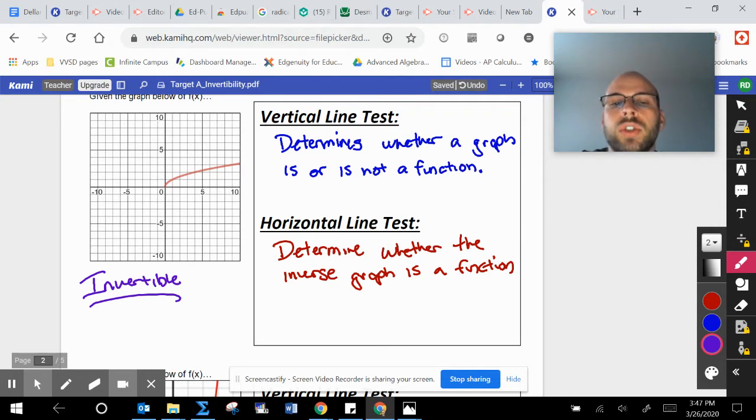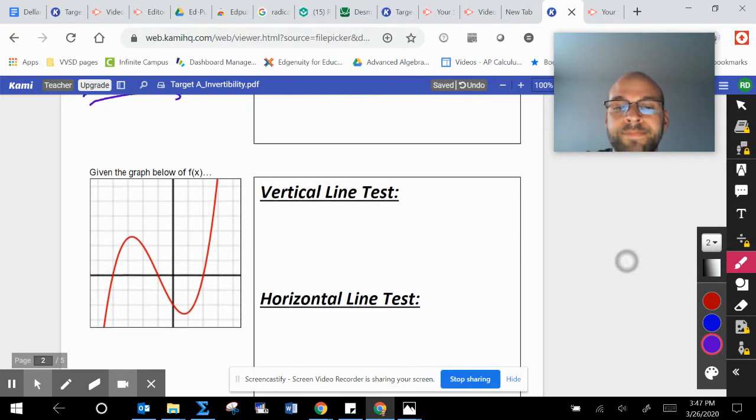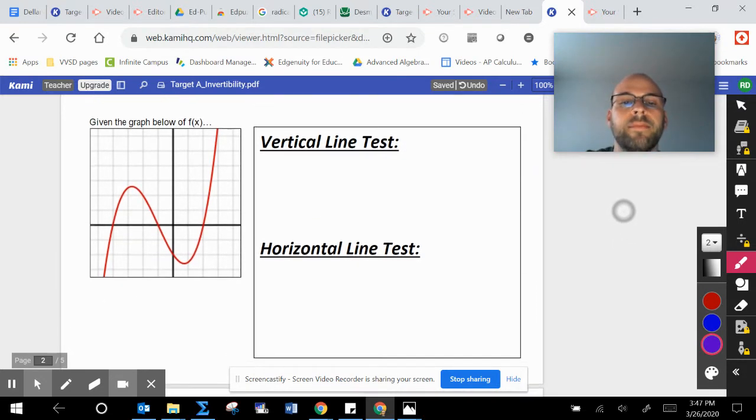Okay, so we're going to do this with a series of problems. I have a counter example here so you can see it. The graph that I have now on the screen has a little bit more extrema, so it has a maximum and a minimum. It looks fairly cubic, but we want to know, is it invertible, right? That's the overall goal. So does it pass the vertical line test? That's the first piece.